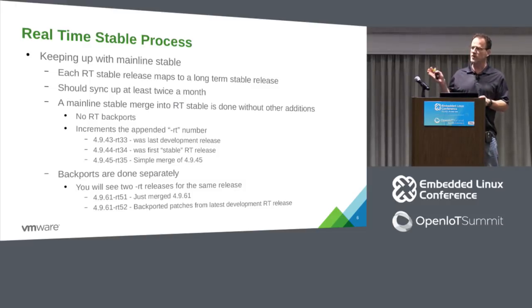So each of the RTM stable releases, if you notice, maps to one of the long-term stable releases. We don't usually care about the short terms, although the development process may work on the short terms and then go on and switch up to the next one. But for the real-time stable releases, we don't care about the interim kernels. We only care about the long-term stable releases. And that's what we work on.